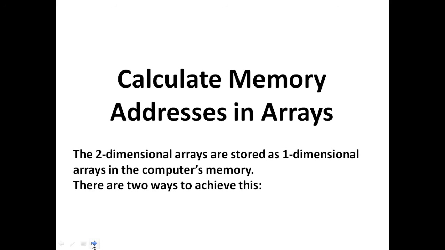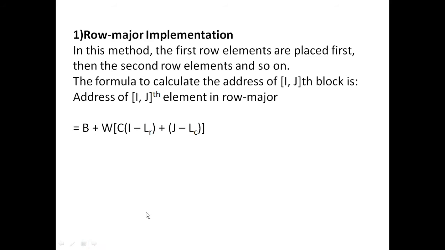So children, let us see what are the two different ways. First part, row major implementation. That means we can store the two dimensional array row wise. In this method, the first row elements are placed first, then the second row elements, and so on, means third, fourth, fifth, like that. There is a certain formula which we need to remember.